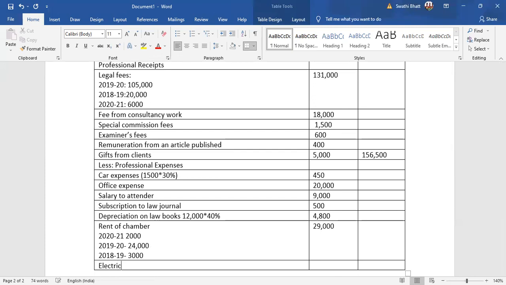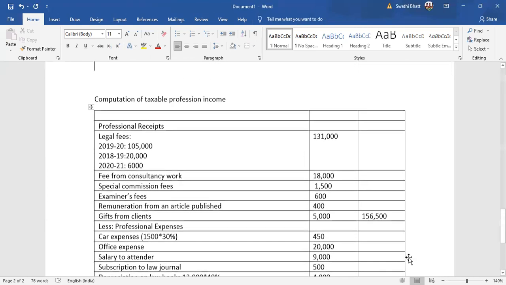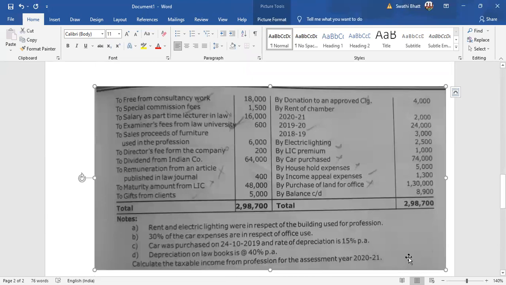Electric lighting. So the electric lighting that we have here is 2,500 rupees. The next thing that we have is LIC premium. He has paid LIC on his own life or probably the lives of his family members. So that is again a purely personal expense and we cannot show it as professional expense.